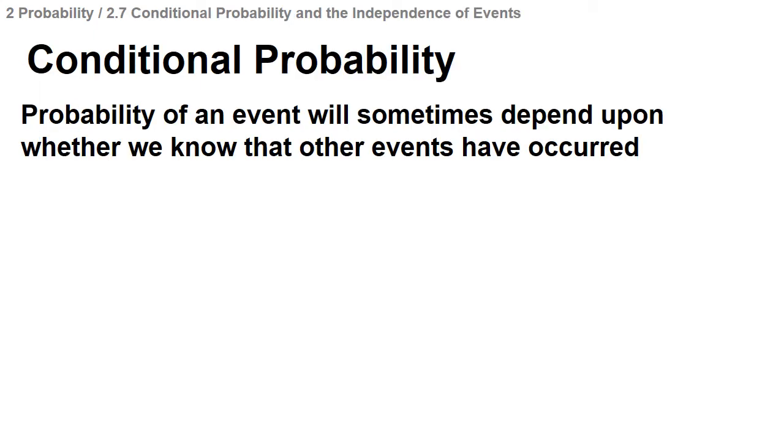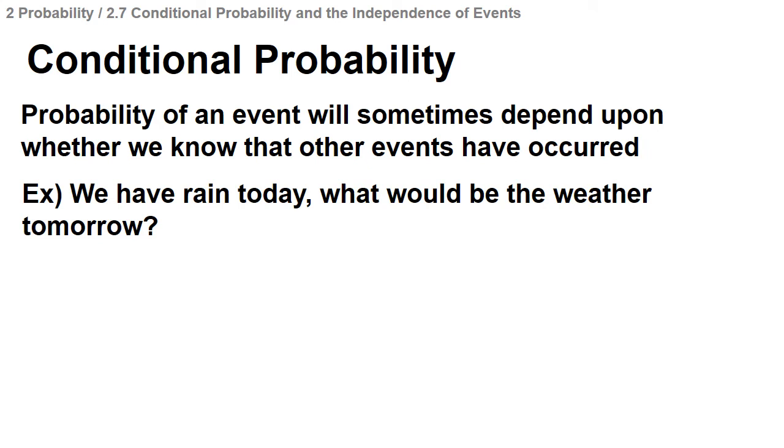Okay, the next chapter is 2.7, conditional probability and the independence of events. So let's look at conditional probability first. The probability of an event will sometimes depend upon whether we know that other events have occurred. So sometimes the probability of the current event depends on the previous event. Let's give one simple example. We have rain today. What would be the weather tomorrow? If we have rain today, the probability of rain tomorrow may be different with respect to today's weather. That would be the concept of conditional probability.